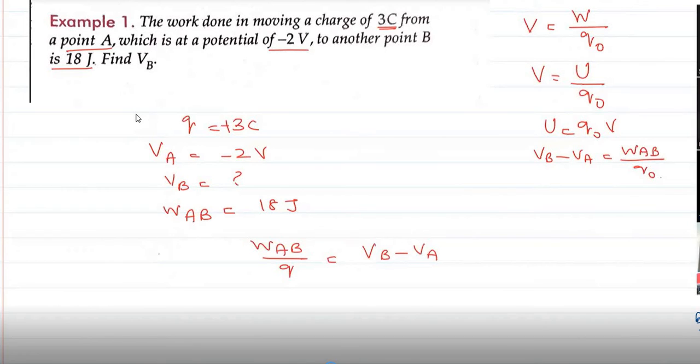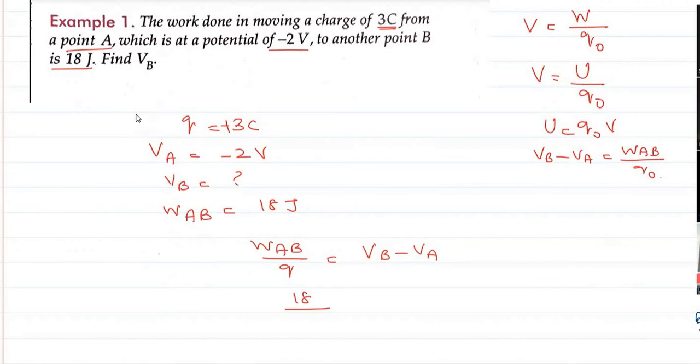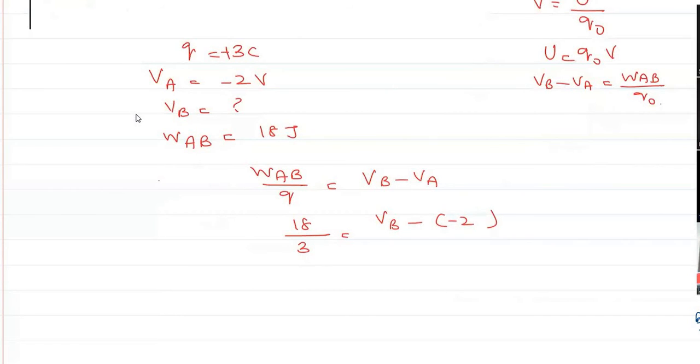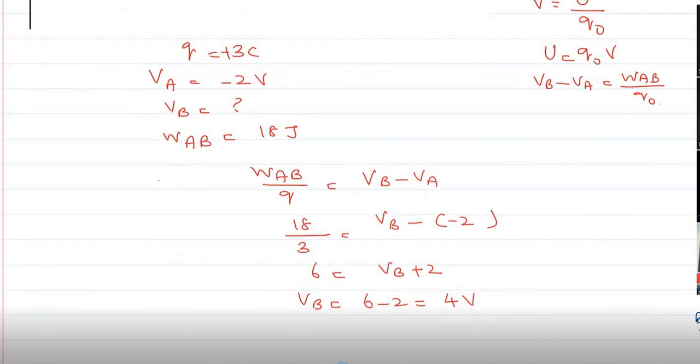Now, the work done is given as 18 divided by 3 coulomb. No need to convert because everything is in SI unit. So VB minus 2 volt. Right? You need not write V. So what will it be? It is 6. 18 by 3 is 6. VB plus 2. Okay. So now VB will be equal to 6 minus 2. That will be equal to 4 volt. Is it clear or no? Everyone?